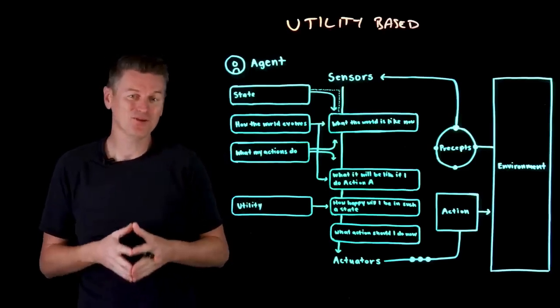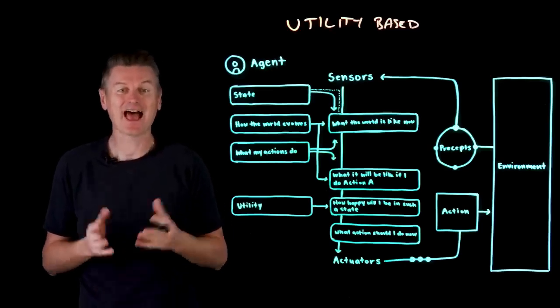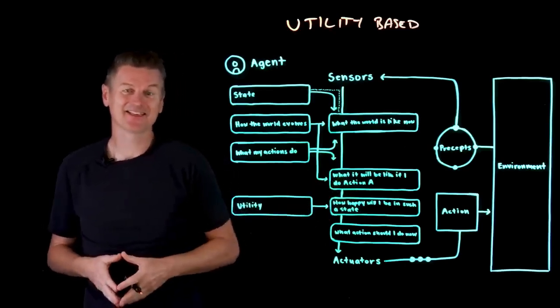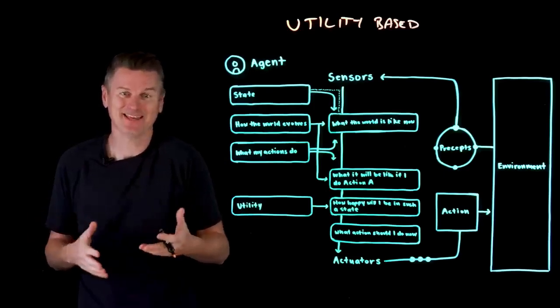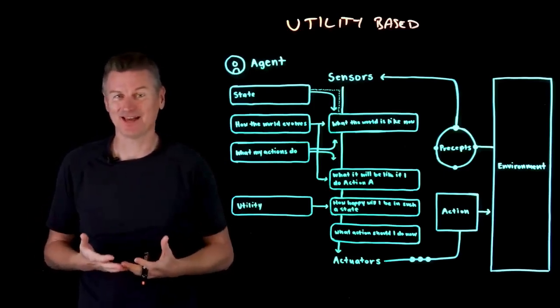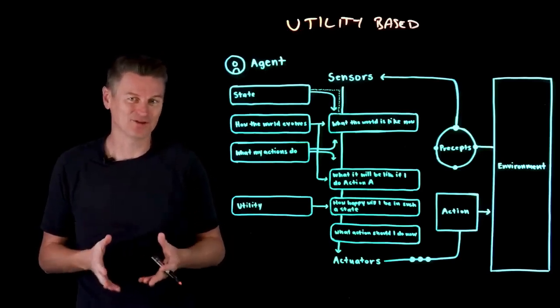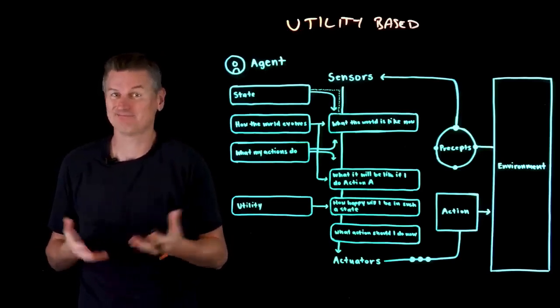So for each possible future state, the agent asks, how happy will I be in such a state, or really the expected utility of the future state. And this lets it rank options, not just pick anything that meets the goal.